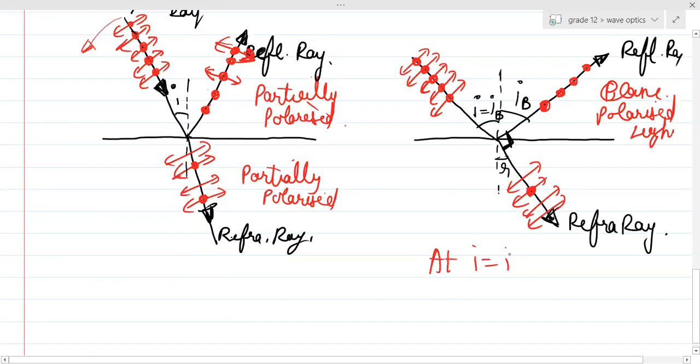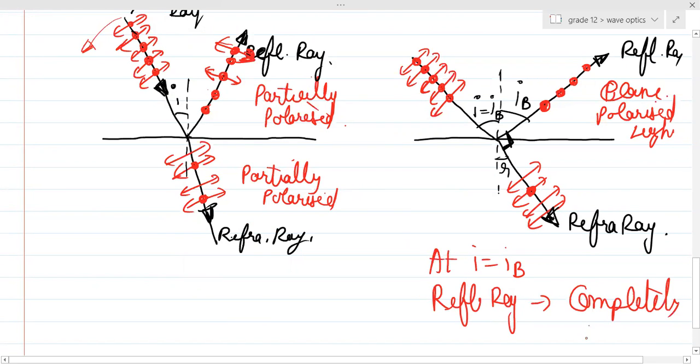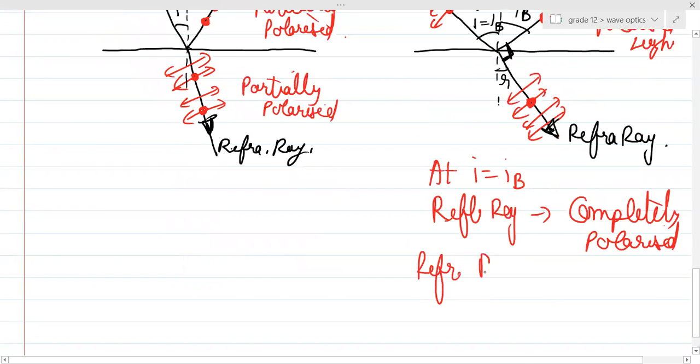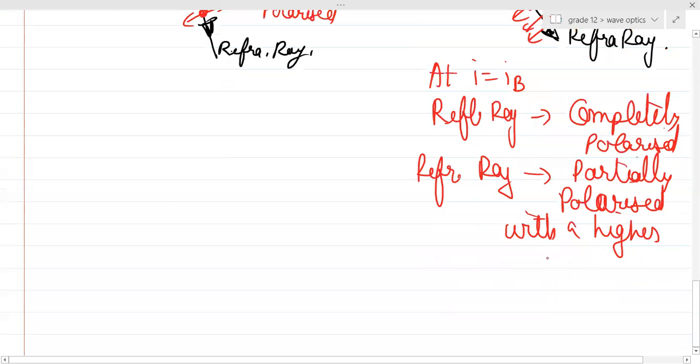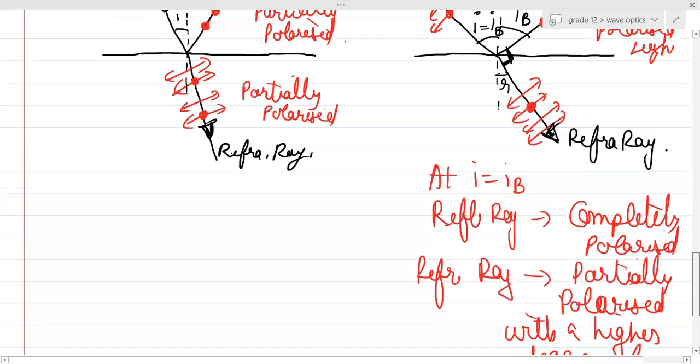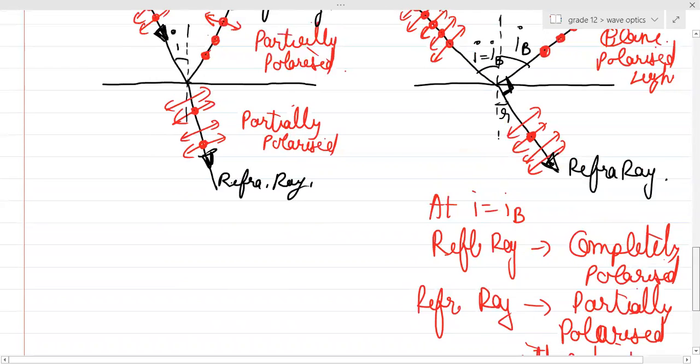At angle of incidence equal to the Brewster angle, the reflected ray is completely plane polarized, and the refracted ray is still partially polarized with a higher degree of polarization. Is it clear guys? Did you understand this?